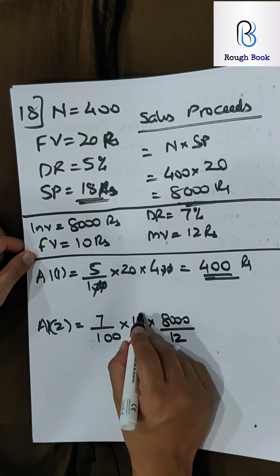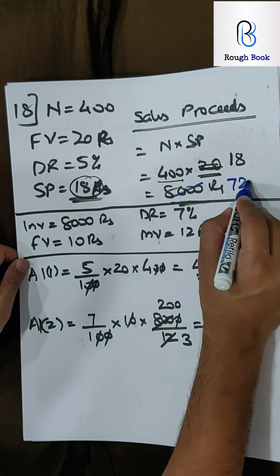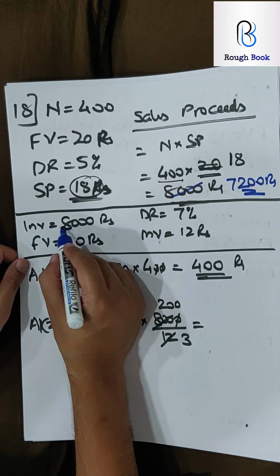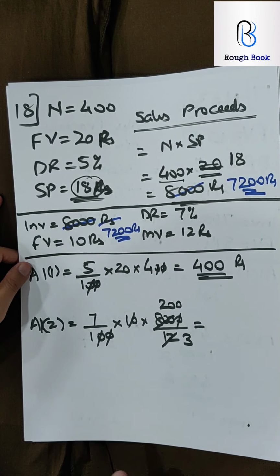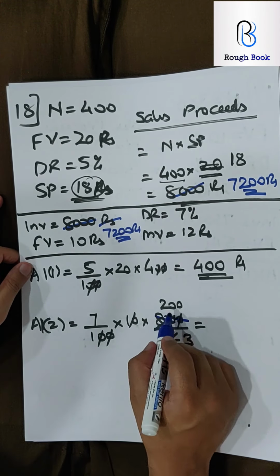One mistake I have done. 400 into SP. SP is 18, I took 20. See, these are the types of mistakes that you can always do in the exam. So let me do it in blue so you come to know what mistakes I have done. 4 8s are 32, 4 1s are 4, 5 6 7, so 7,200 and not 8,000. So here I will get 7,200 instead of 8,000.